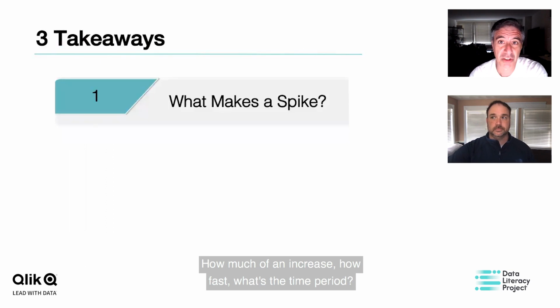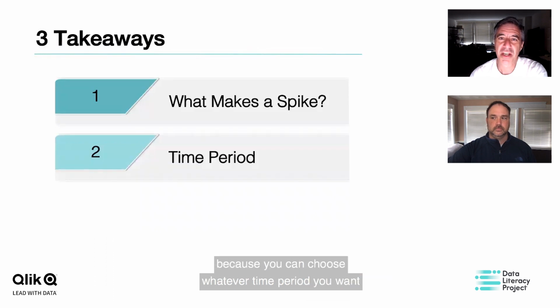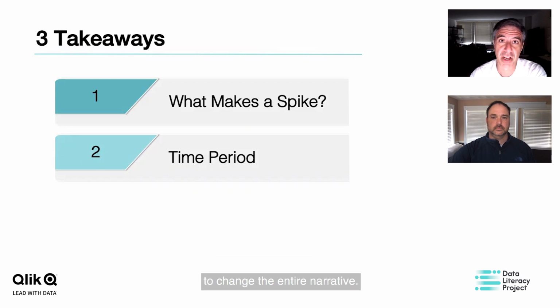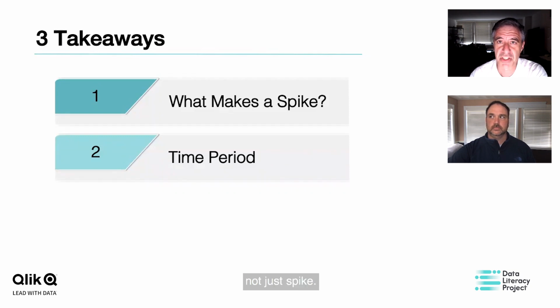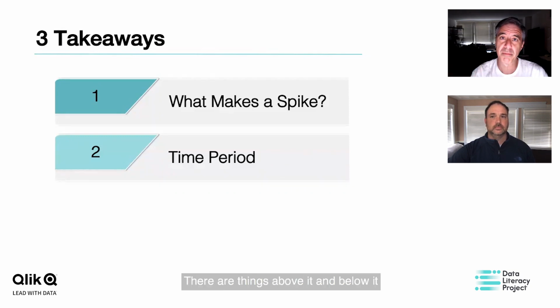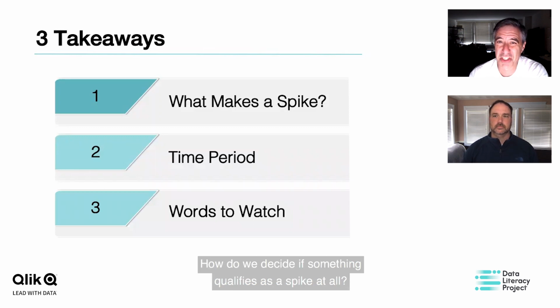How much of an increase? How fast? What's the time period? We need to know what the time period is because you can choose whatever time period you want to change the entire narrative. And that narrative will be delivered by words. There are words that are used to characterize increases, not just spike. There are things above it and below it that you have to watch out for. So let's get into it. How do we decide, Kevin, if something qualifies as a spike at all?